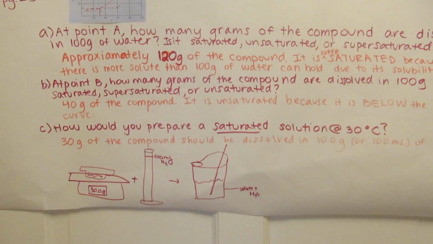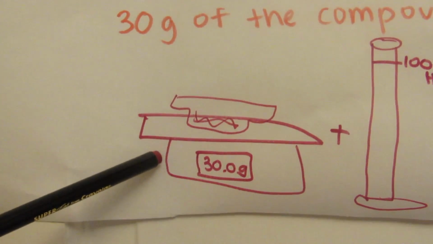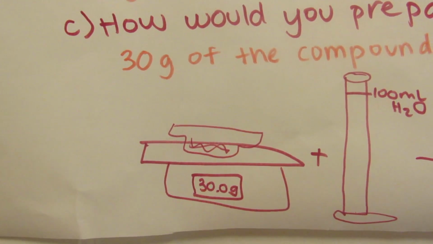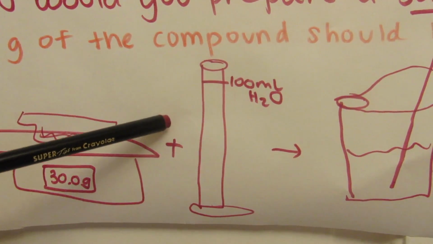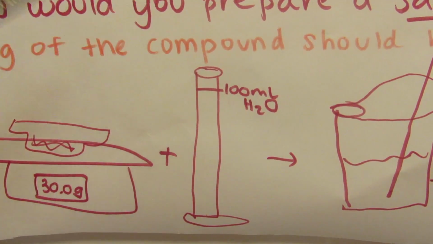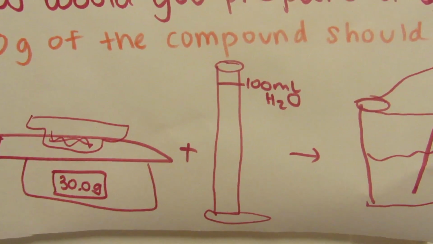So to actually make the solution, you would measure 30.0 grams on a scale, using a plastic weighing tray. And then you would mix it with 100 milliliters of water measured in a graduated cylinder. This makes it more precise.